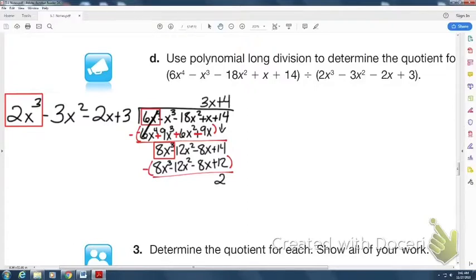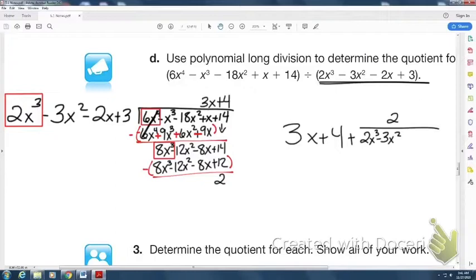And so now, since this is the first problem we've had with a remainder, let's talk about how we're going to write that. Your answer, you're going to have, obviously, 3x plus 4, but you're not just going to put R2. Because your remainder is a positive number, you'll put plus, and then it will be 2 over your divisor. So the 2x cubed minus 3x squared. I'm just rewriting this right here.